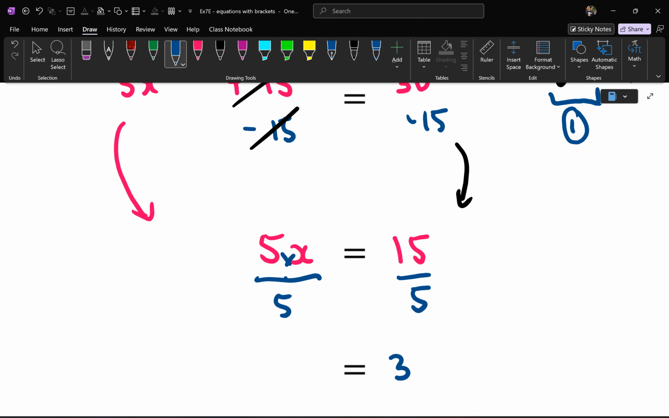15 divided by 5 is 3, which is correct. Very good, whoever called that out. And then 5 divided by 5 is what again? 1. And then 1 times x is x. Very good. So I just want to recap.